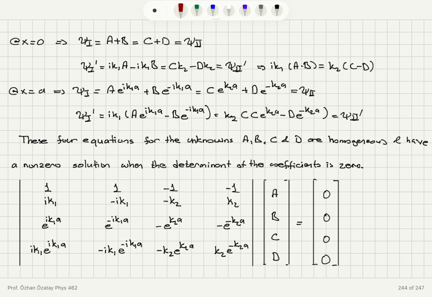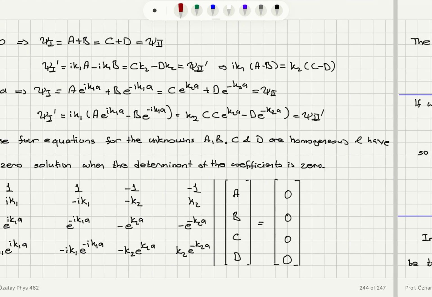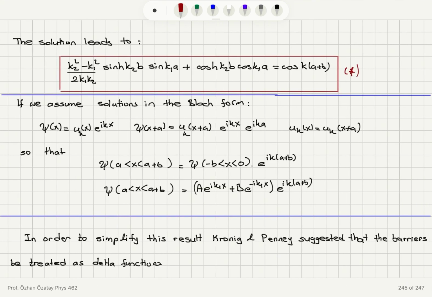So we do this for the x equals a boundary conditions. So we obtain this determinant. And the determinant of the coefficients must be 0. So that gives us four equations for these four unknowns, and we can solve for a, b, c, and d, which is a tedious job.